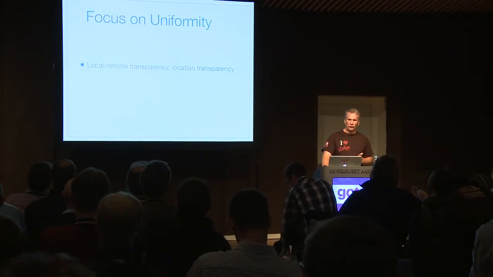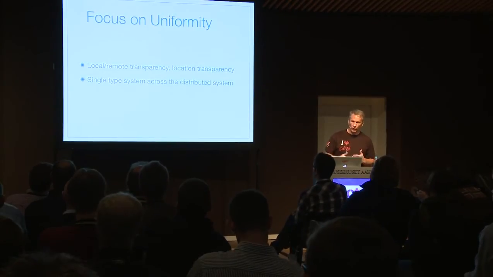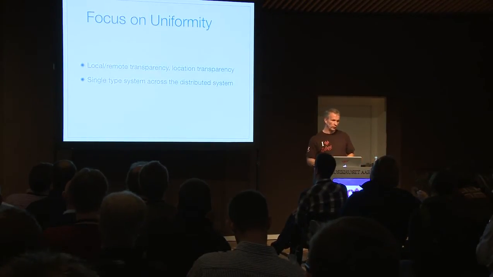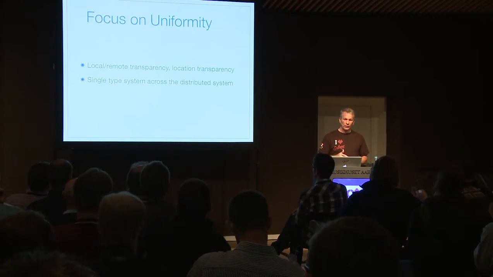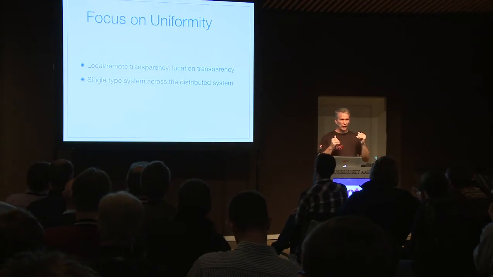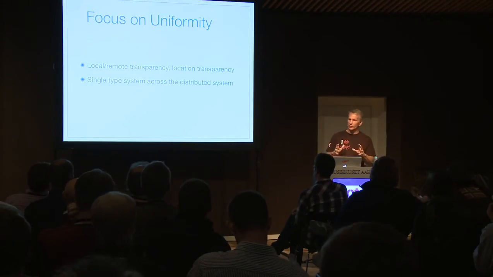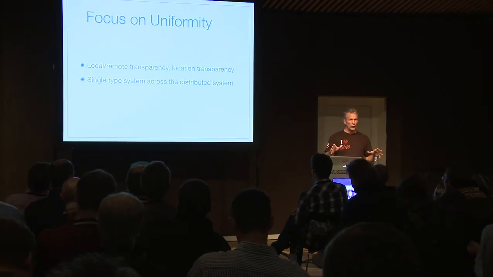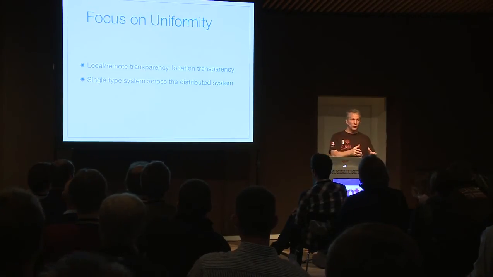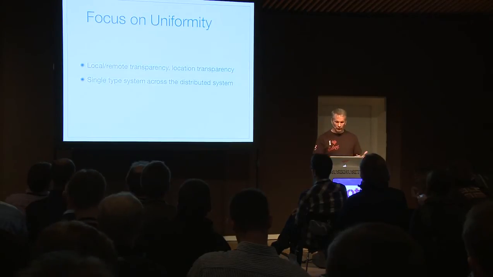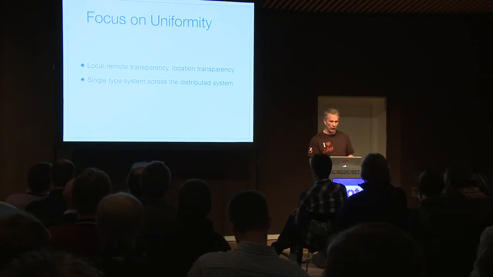There was also a focus on uniformity, where this idea of local remote transparency was really important. There were a lot of papers about mobility and transparency and the ability to use services no matter where they were in the network. You'd address them the same way, you would send requests to them the same way. The other interesting part was this notion of a strongly typed distributed system. So you'd have a type system that spanned the system, and every component in the system would make use of that type system. And that was a goal of a lot of these efforts as well.